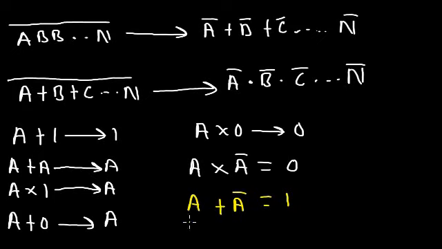Now, what if an input is multiplying 1? What will be the result in this case? If an input is multiplying 1, the result will always be equal to A, regardless. So if A is 0, 0 times 1 will become 0. And if A is 1, 1 times 1 will become 1. The result will end up being A.